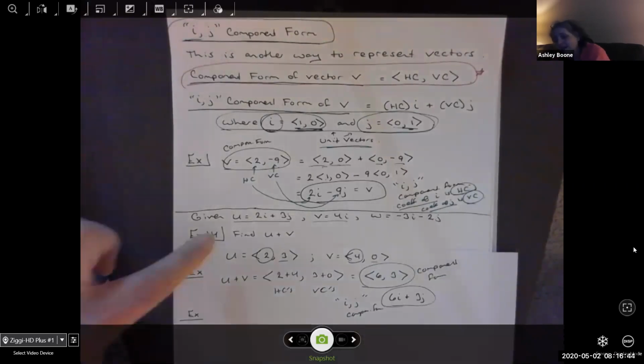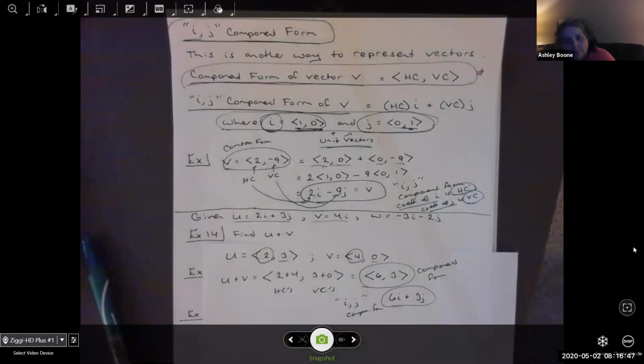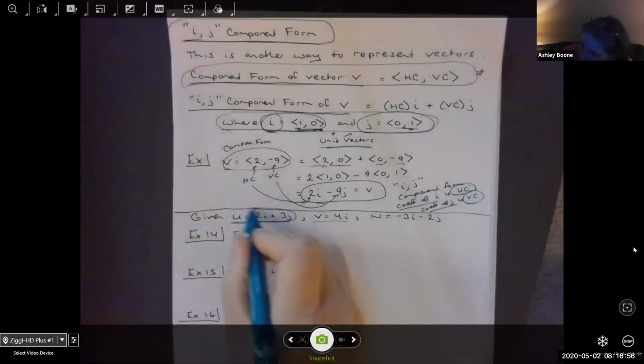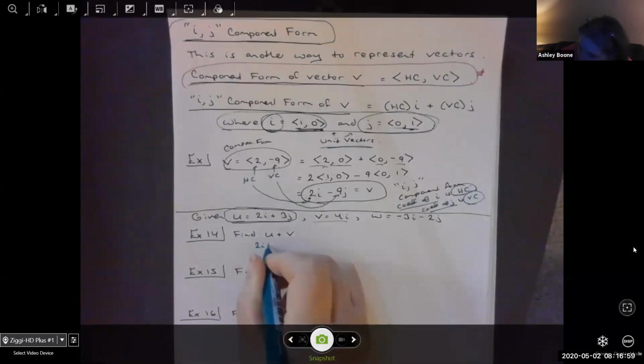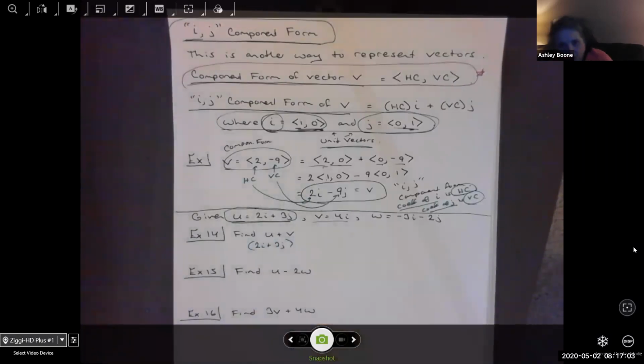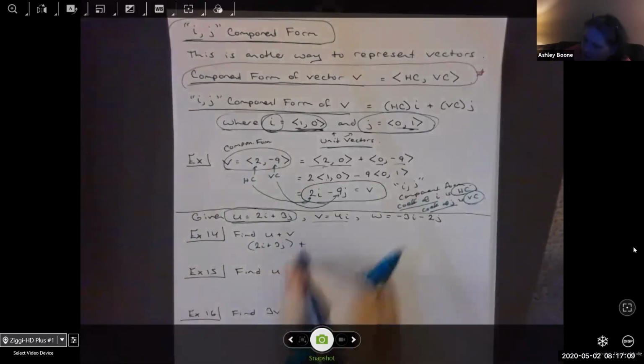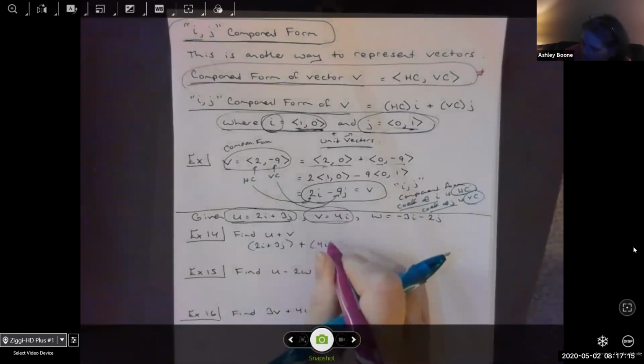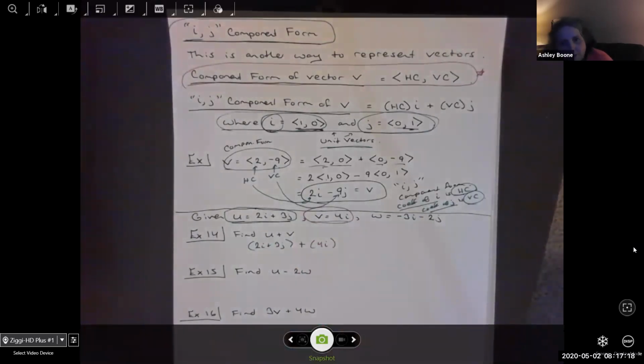Well, let's look at it when we were given the ij form, okay? Let's look at this one. u plus v. My u is 2i plus 3j. So that's going to be 2i plus 3j. I'm just putting parentheses around it to emphasize that we're taking that and adding to it. u plus v. v is 4i. So we have 2i plus 3j plus 4i. This looks like adding polynomials to me. 2x plus 3y plus 4x. Same as with polynomials, right?